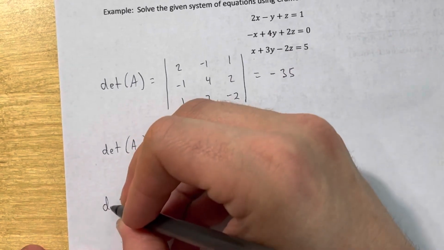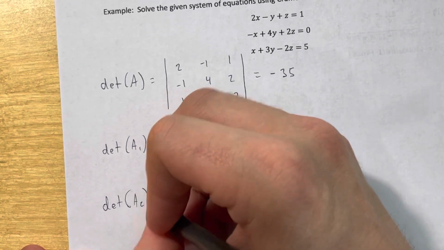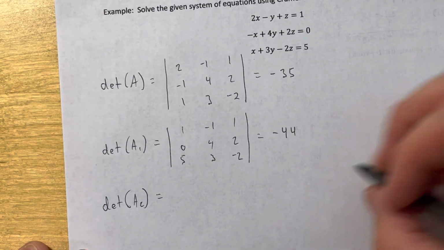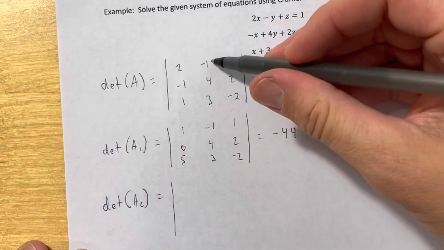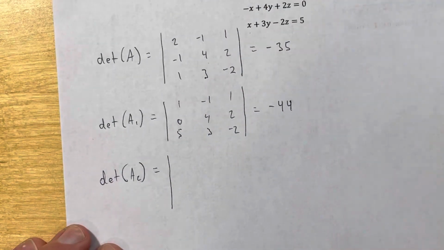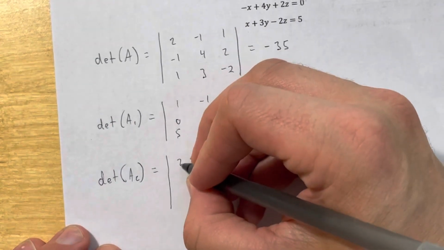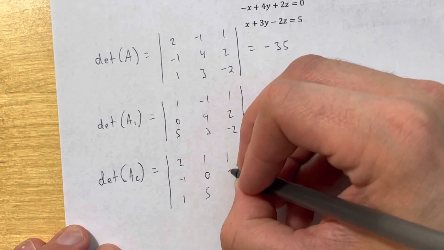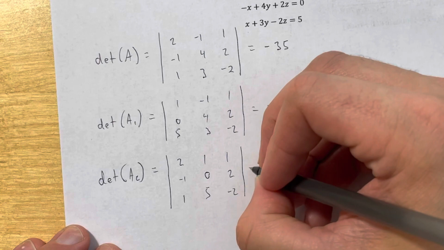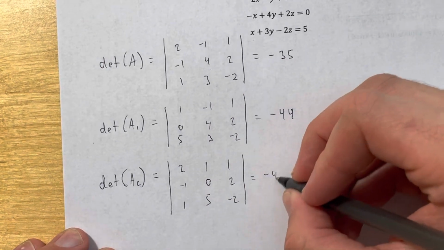What about the determinant of A2? The determinant of A2 is going to take the second column of my matrix A and replace it with that 1, 0, 5, but nothing else changes. 2, -1, 1, 1, 0, 5, 1, 2, -2. This one comes out to -25.